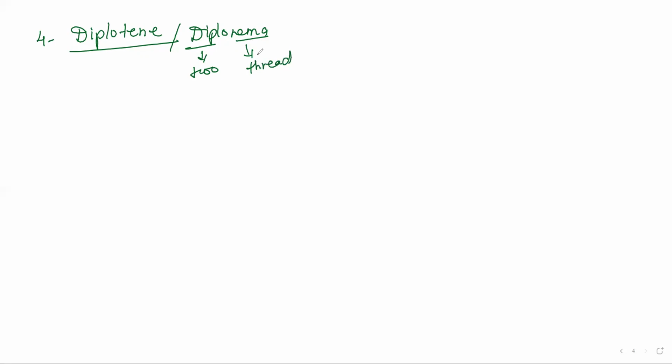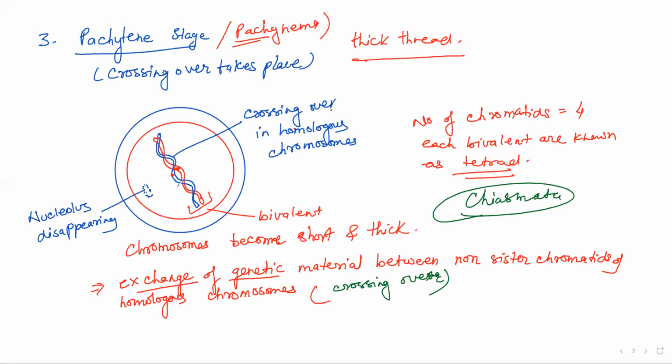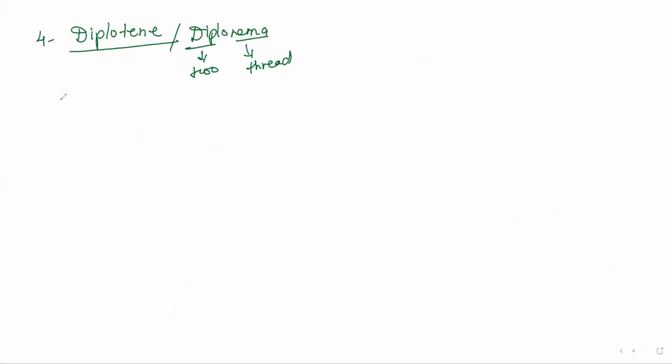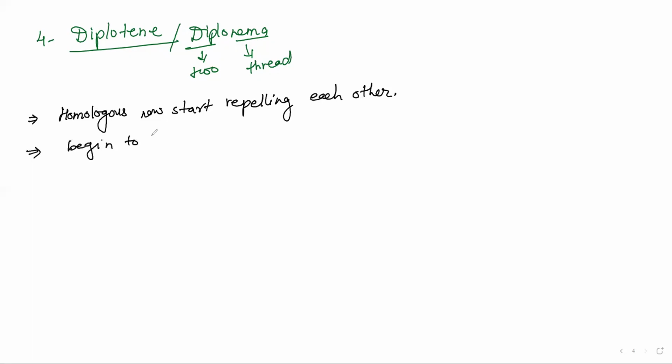Now in this Diplotene phase, the homologous chromosomes now start repelling each other, as we had seen in the earlier phase. Very important. As they start repelling each other, now what will happen? They begin to separate, and in this condition, the diagram will be like this.